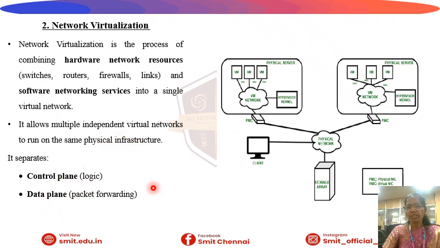This diagram represents network virtualization. There are two physical servers, connected to the physical network. The physical server hosts virtual machines and the virtual machine network hypervisor kernels. It is connected through the physical NIC to the physical network. Then the client and storage array are also connected to the physical network.